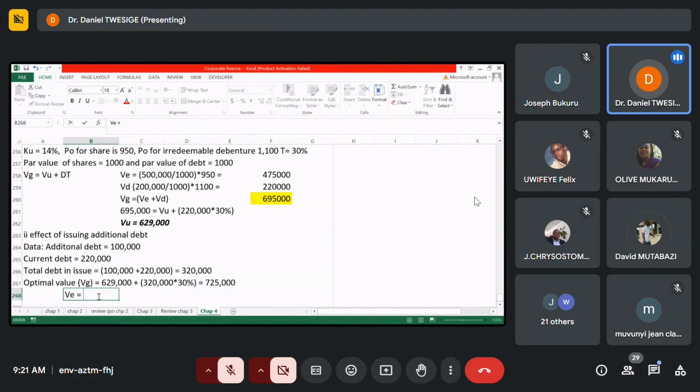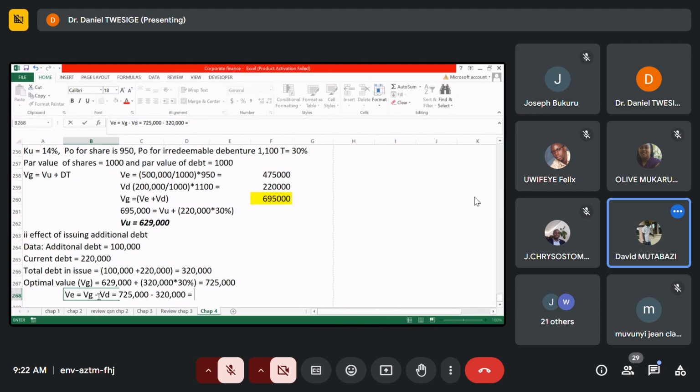VE is going to be equal to VG minus VD, which will be 725 minus the current value of the debt, which is 320. You get 405. Now, can you tell me the effect?